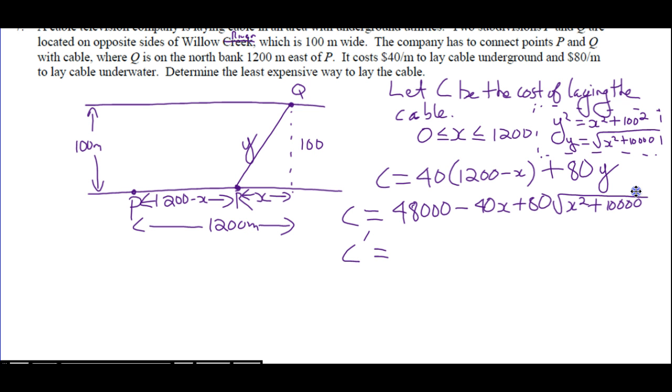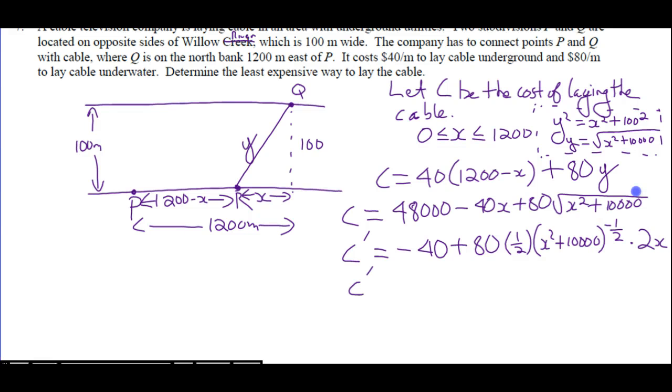So we want to minimize the quantity, right? So we're going to take the derivative. This is gone. We get minus 40 plus 80 times 1/2 times x squared plus 10,000 to the negative 1/2 times 2x, right? So we've got 80, which is just the constant, and the derivative of this, right, which is 1/2 times that to the negative 1/2 times 2x.